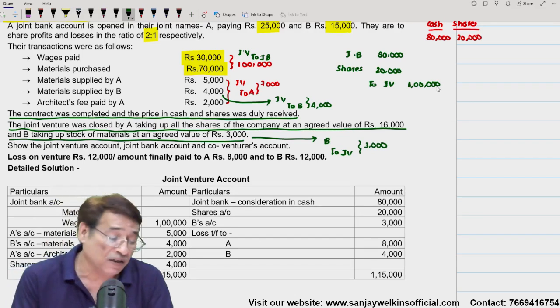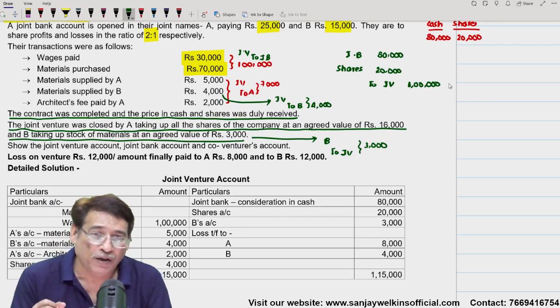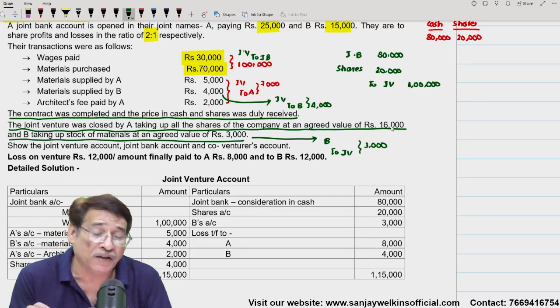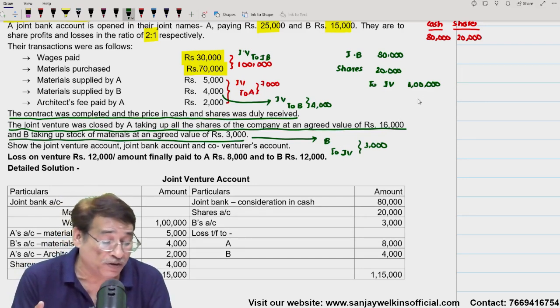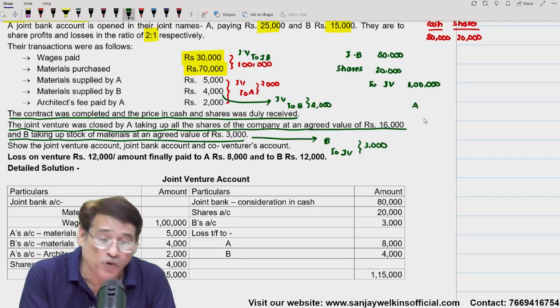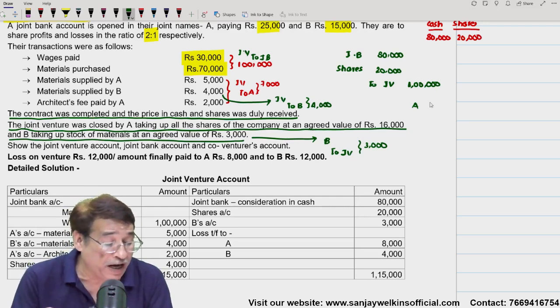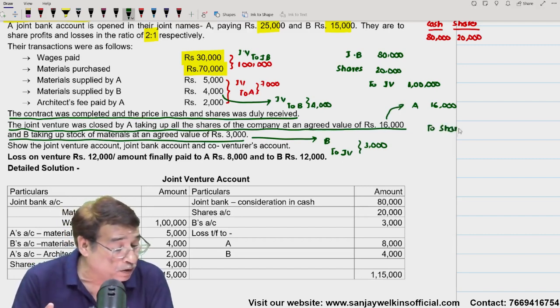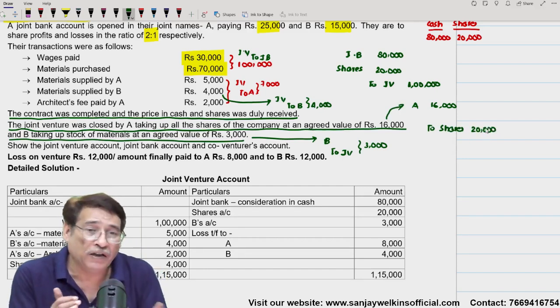But in this case, your company has received some shares. And now the question says that A has taken over those shares at rupees 16,000. A has taken over those shares. So I am going to write A account debit. But I am not going to write to joint venture. If shares are taken over, in that particular case, 16,000 worth of shares have been taken over by A. So the entry will be A account debit, and you had received shares worth rupees 20,000. So 20,000 you are going to write. So 20,000 worth of shares.